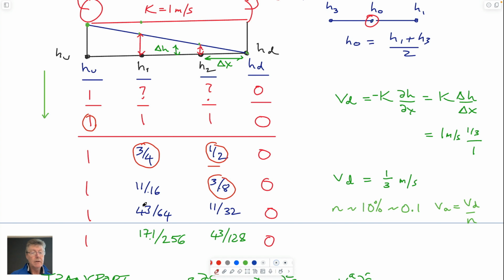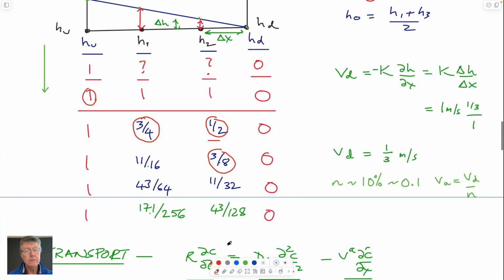We'd take 1, which is 32 over 32, plus 11 over 32, which is 43 over 64. 43 over 32 divided by 2, which is 43 over 64. And then it's getting boring. We take 11 over 32. No, I guess what do we do? Yeah. We take 11 over 32 plus 43 over 64. So that would be 22 over 64 plus 43, which should be 65.